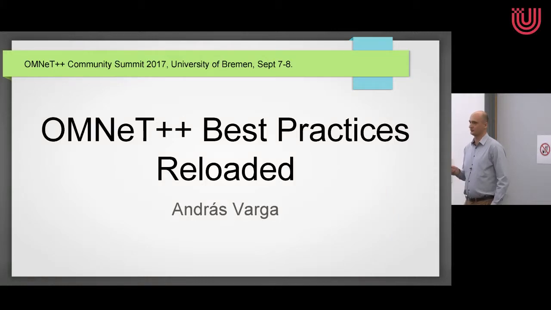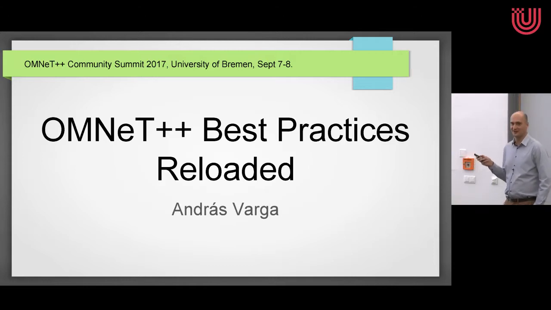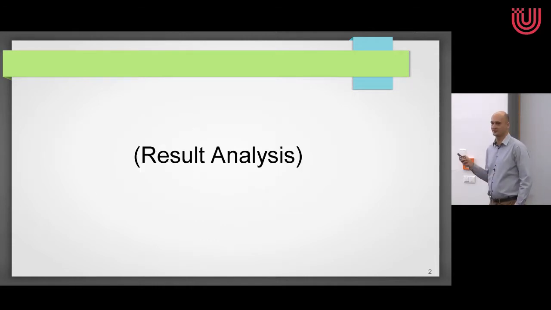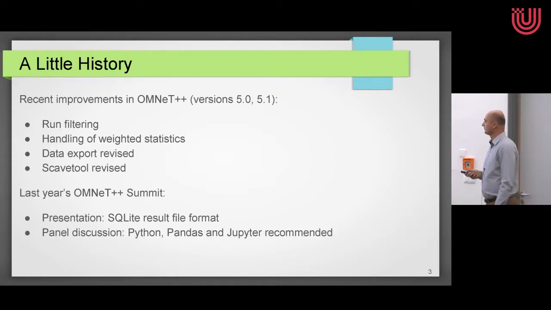Yes, so I think the actual topic of the presentation will be a surprise to most of you because it's quite a generic title. This was a working title early on, but we kept it for some reason. But the real title is this: Result Analysis in OMNeT and Associated Best Practices, of course. So we've been occupied with improving result analysis since the 5.0 version.